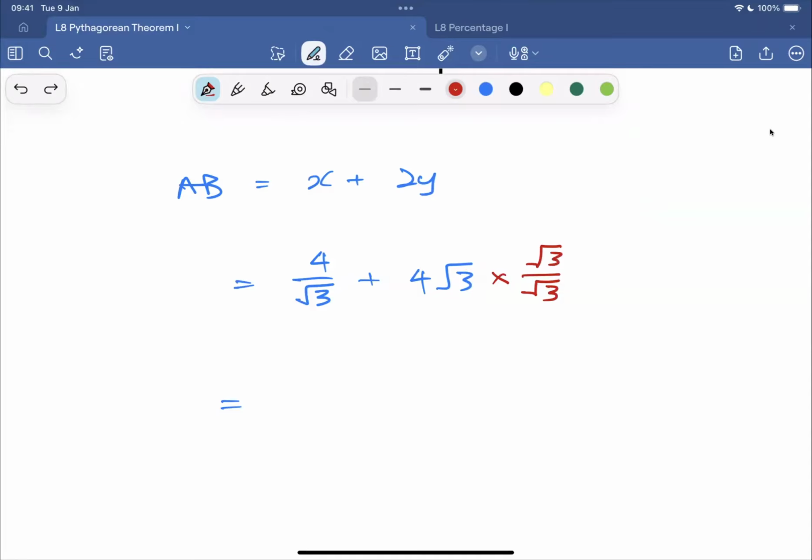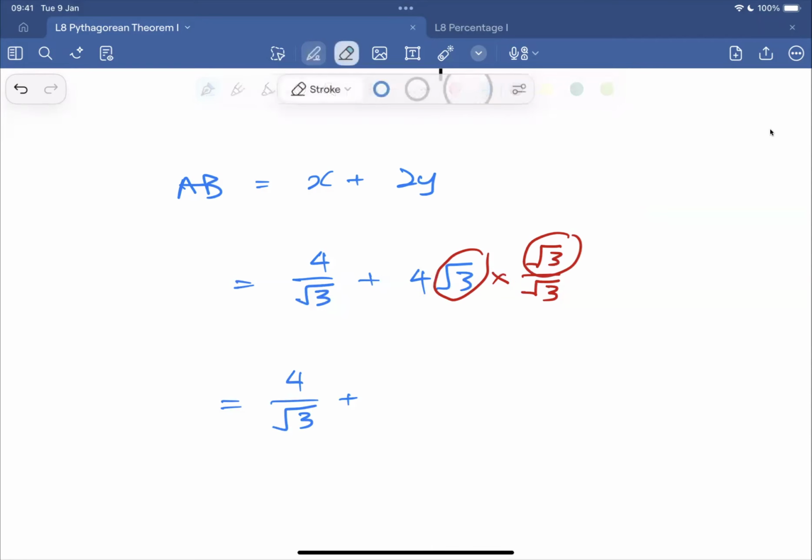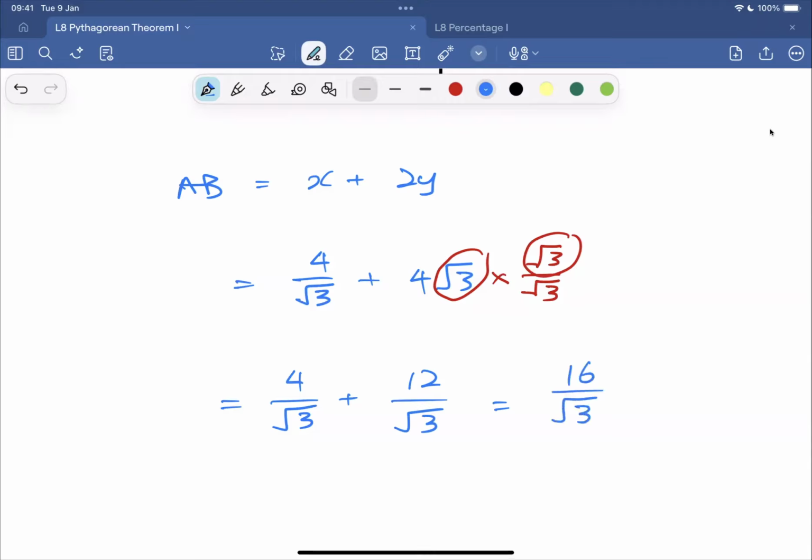Okay, we are not going to do that. We want them to have the same denominator. Okay, so what am I going to do? I'm going to multiply root 3 by root 3. What is root 3 times root 3? 1. Oh no, 3. Yeah, root 3 times root 3 is just 3. Then you multiply by 4. What will you get? 12. There you go. So the final answer is? 16 over root 3. There you go. Well done. Thank you, Leandra.